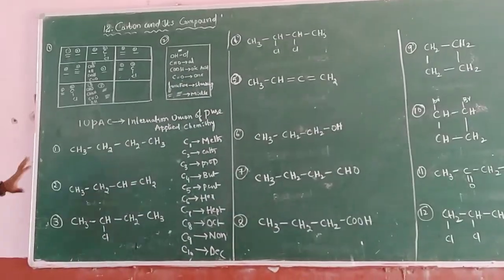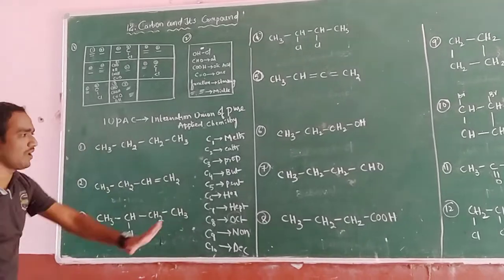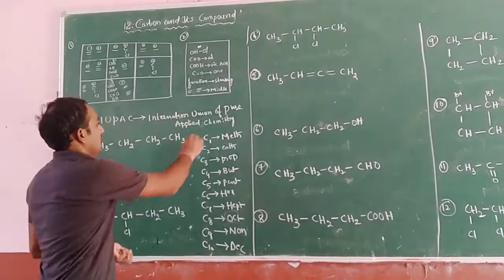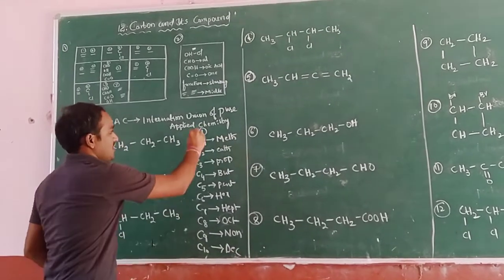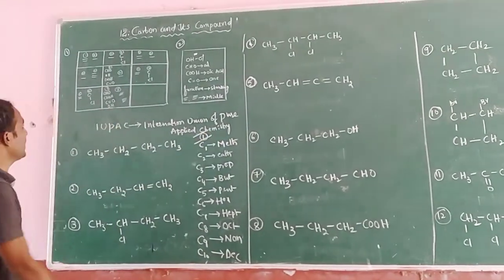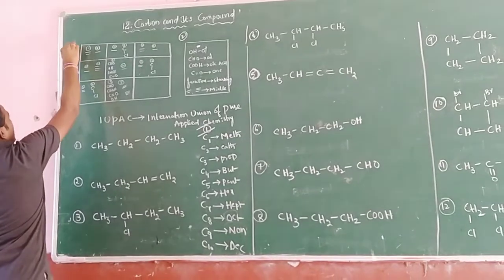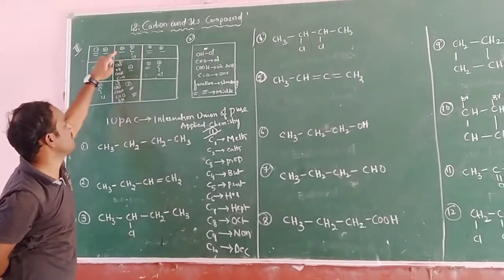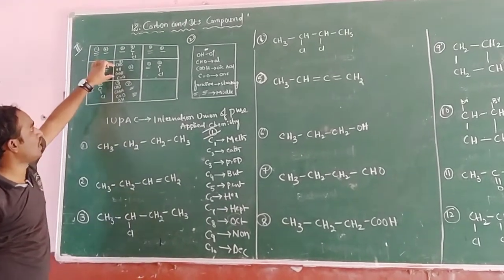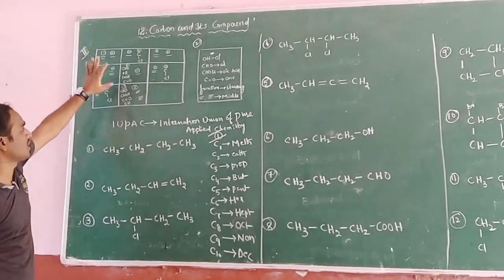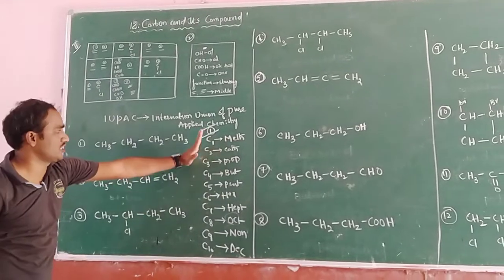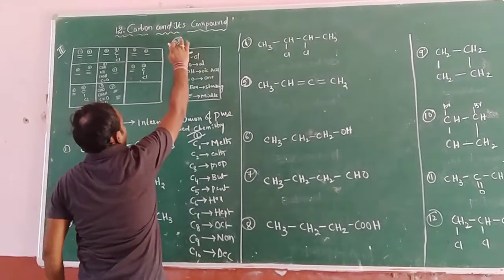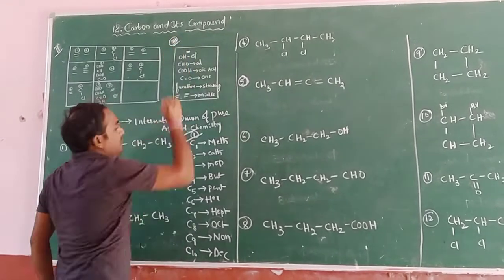See here, according to the IUPAC system, how can we give the name? First you have to see the number of carbons. It is the first condition. And the second one is you have to follow this rule: is it a double bond or single bond, or functional group, or aldehyde group, or whatever it may be. So you have to follow the first, second and third. These three rules we have to follow in the IUPAC system.